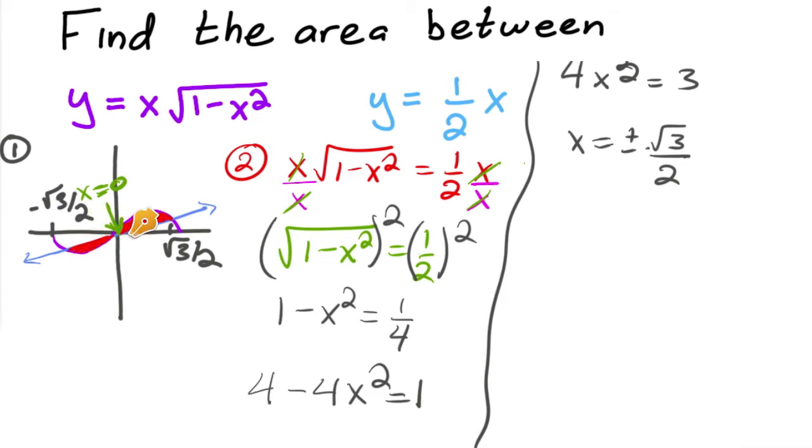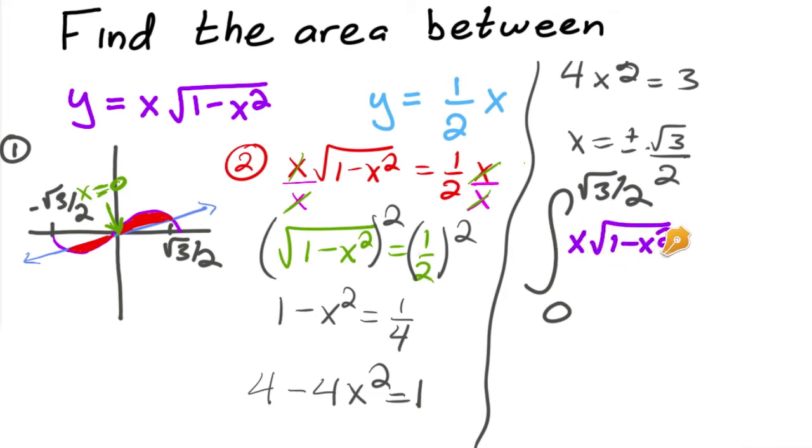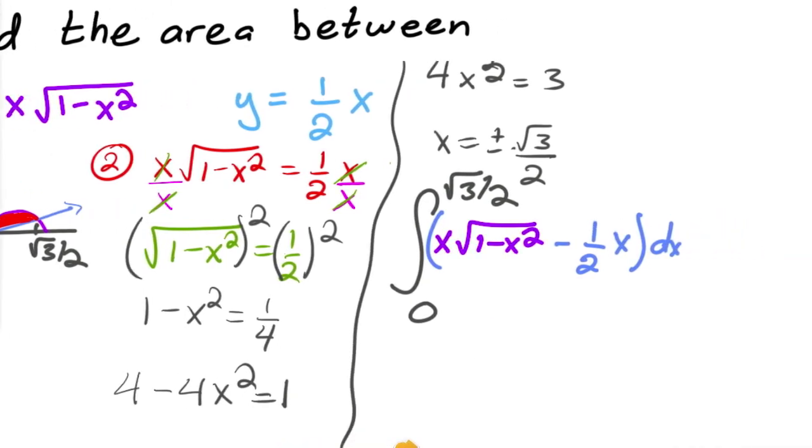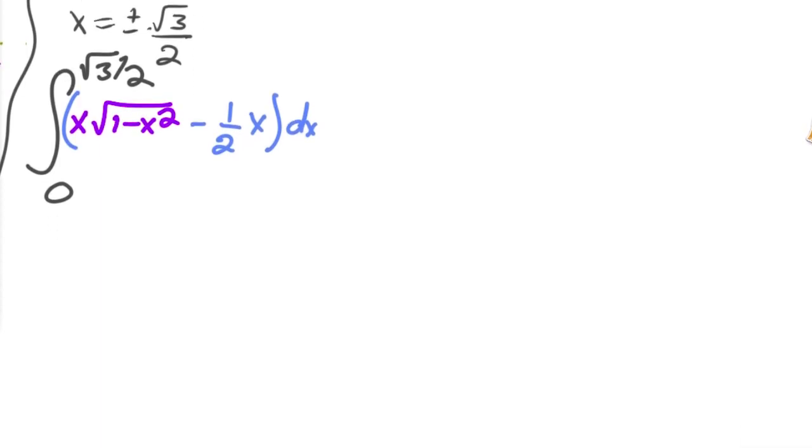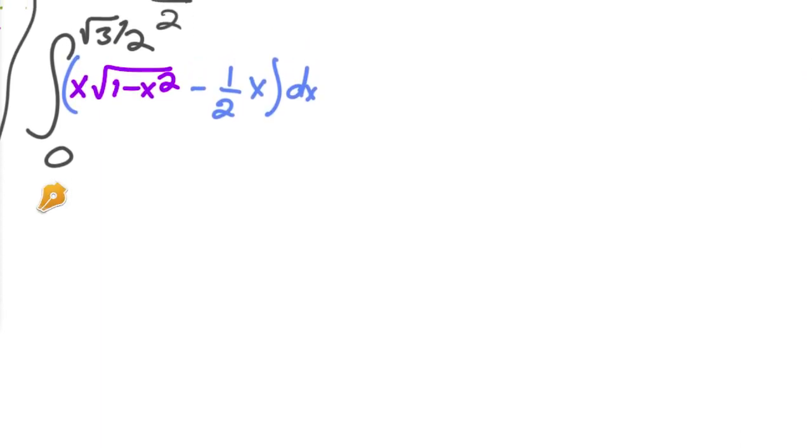But again, they're symmetric. So why do both when you can just do from 0 to square root of 3 over 2? And then we can do top minus bottom on that one, which would mean that we would have x square root of 1 minus x squared minus 1/2 x dx. Now this one is not super easy. It's got a little bit of work for it, so let's get right to it.